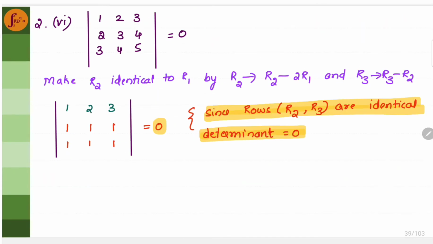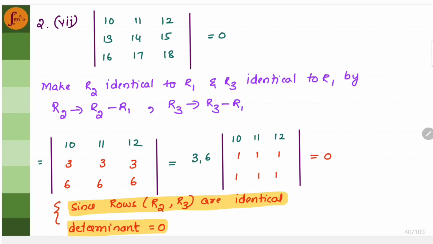So this is another example where you can simply subtract between the rows. 2 minus 1 is 1, 3 minus 2 is 1. In this way, you will get identical rows, and then you can prove the determinant is 0. Similarly, this is another example. Here, if you see, the difference between row 1 and row 2 is 3, and between row 2 and row 3 is 3. Since there is a common difference, it becomes easier to make the rows identical this way.